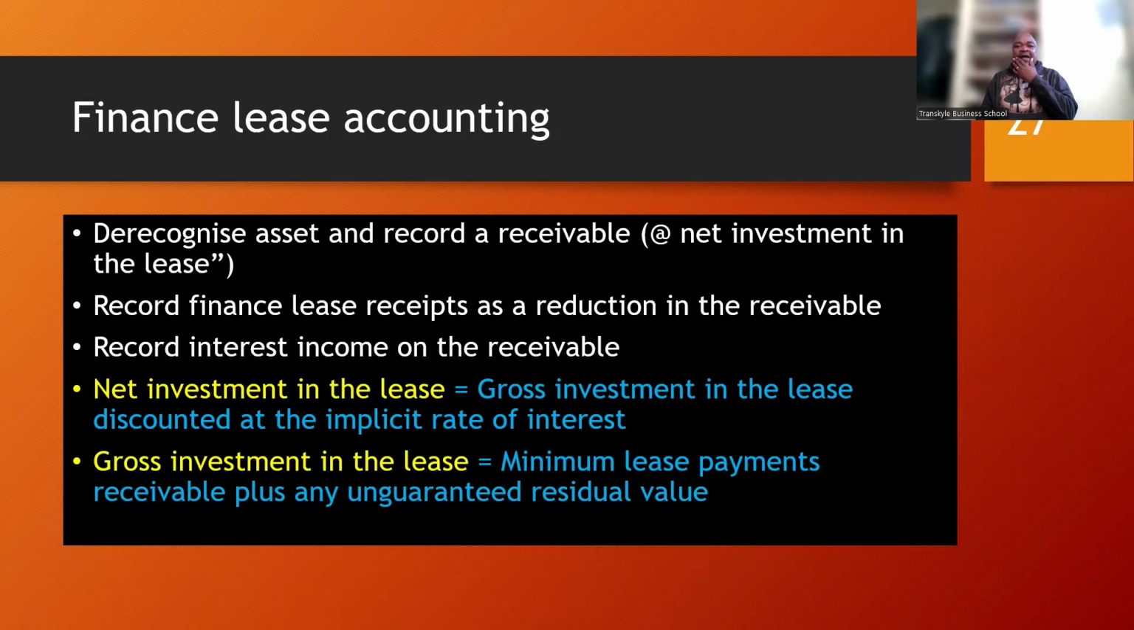So you need to recognize the asset and record a receivable at net investment in the lease. And the net investment is the gross investment in the lease discounted at the implicit rate of interest, right? And gross investment in the lease is equal to minimum lease payments receivable plus unguaranteed residual value. All right, so it's almost like the inverse of the lease liability, but this time around it is now a lease receivable.